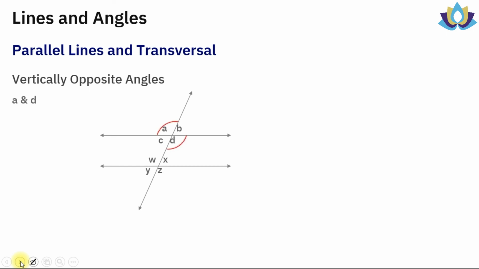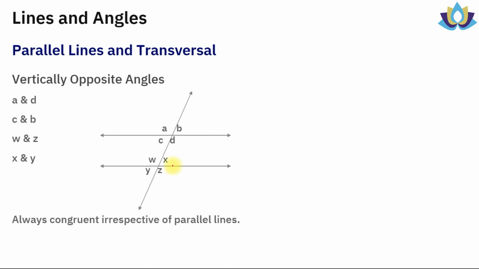So we can spot many different vertically opposite angles here. A and D are opposite angles, C and B are opposite angles, and these are two more opposite angles. Now, irrespective of parallel lines or in any random diagram, vertically opposite angles are always congruent or always equal. So even if I just draw two lines like this, these are two vertically opposite angles which will always be equal, and these are two more vertically opposite angles which will always be equal.